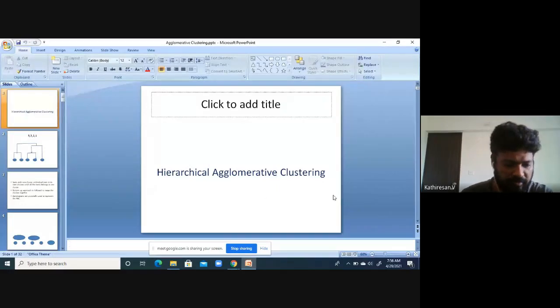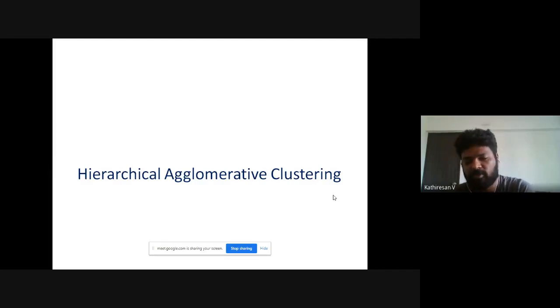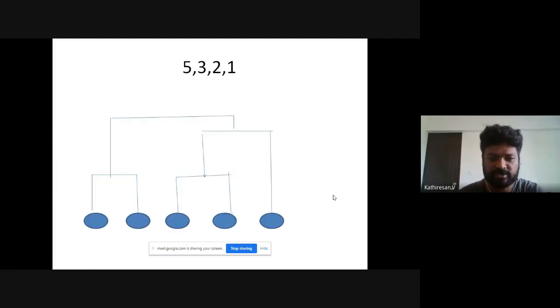Okay. So whenever we talk about hierarchical agglomerative clustering, it is a hierarchical clustering. I hope you know about hierarchical clustering. It has a tree-based structure. Initially, we have to start with n number of clusters. If we have five data points, all five individual data points are considered as clusters.